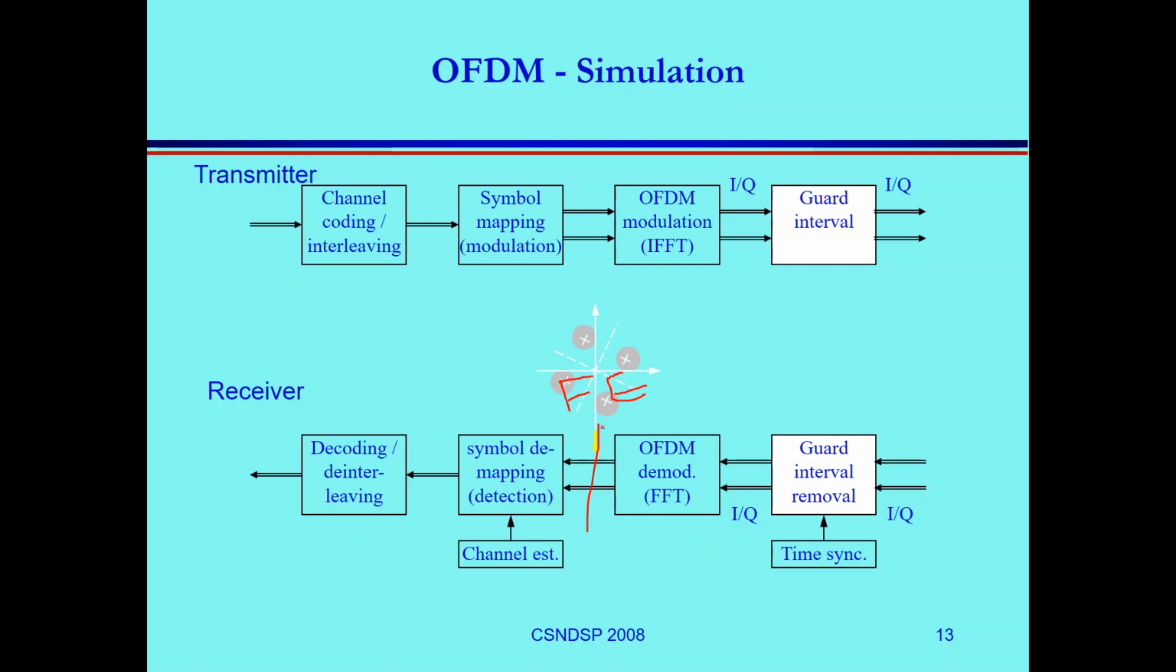This is basically what you need to do to simulate your system. We add the noise here at the receiver side, before you do any processing.